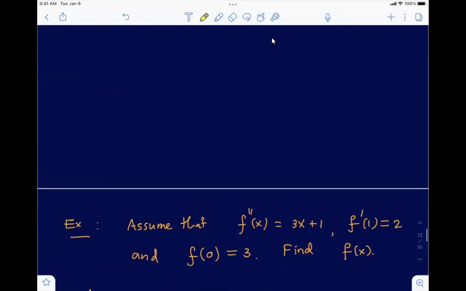All right, one more example. Now, this should be straightforward. Now here this says f double prime. F double prime is given with two conditions. F prime at 1 is going to be 2, and f at 0 is going to be 3. Two conditions given. And what we need to do is to find the original function. Now, think about this. When you're given the second derivative, the second derivative is the derivative of the derivative. So this is the second derivative.